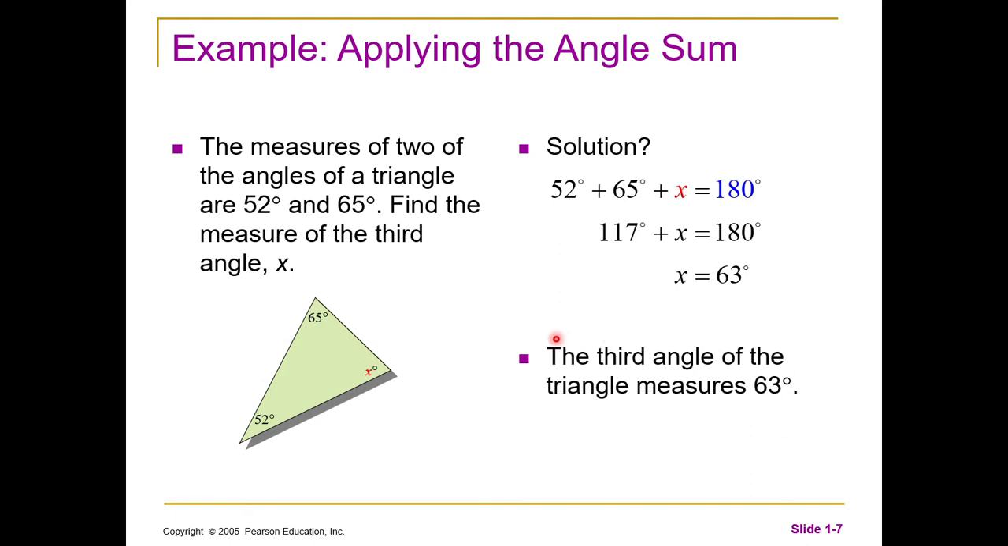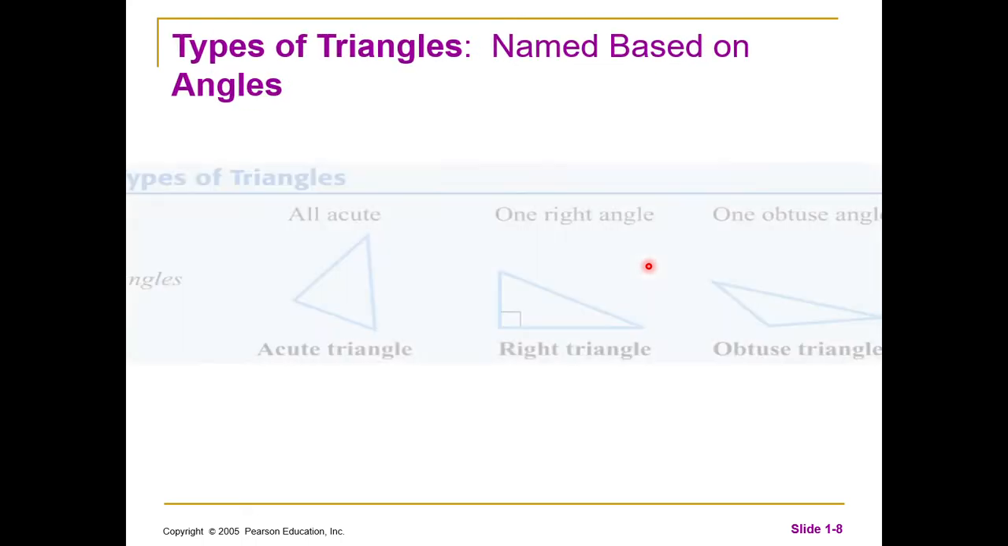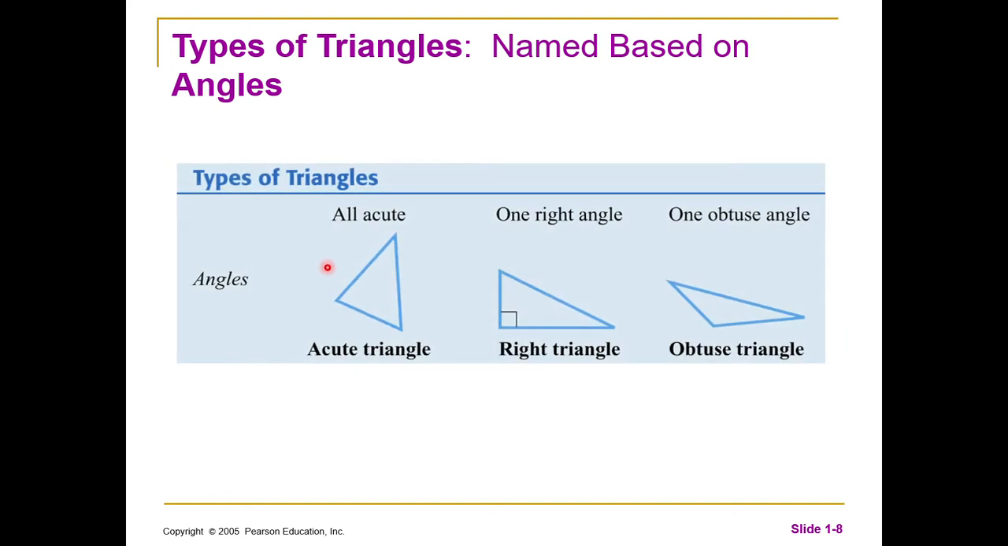Madali lang, di ba? So, the third angle of the triangle measures 63 degrees. So, yun yung hinahanap. Dali lang siya, di ba? Yung equate lang tayo. Okay, next. Triangle, types of triangle name based on angles. Okay, so alam natin, di ba, remember, diniscuss na natin yung mga acute angle, mga right triangle, mga ganon. Okay, ito naman. So, itong acute triangle, ito yan. Tapos, yung right triangle, obtuse triangle, di ba, yung mga yan.